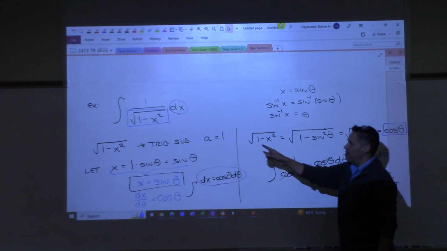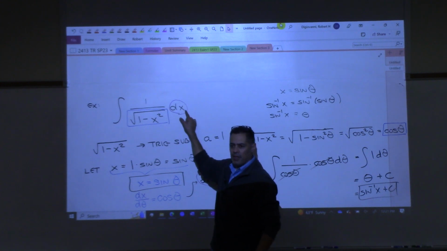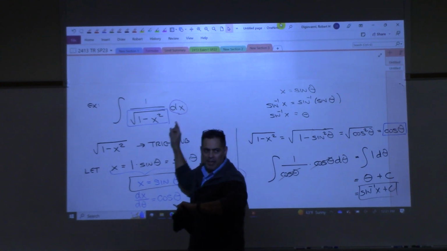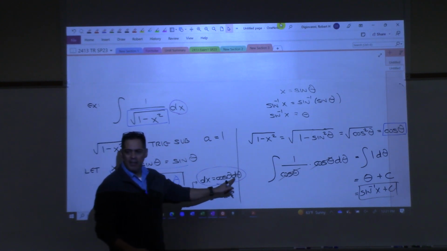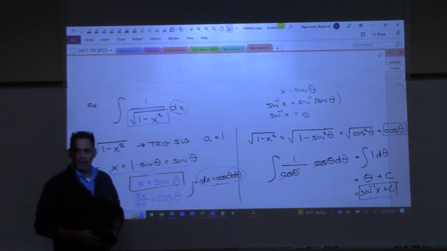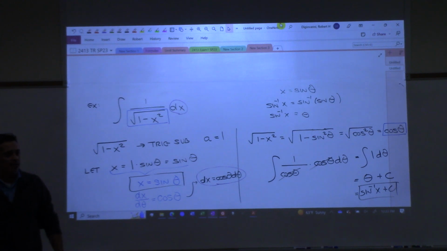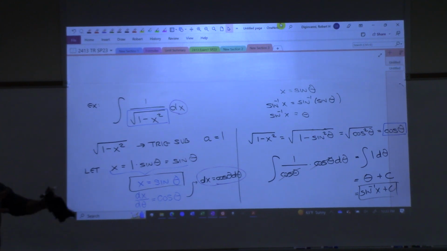How important is that dx in this problem? If you don't have that dx getting replaced with that cosine theta d theta, then that cosine never cancels, and it's not going to work. So this is our first problem, our first introduction to this. I'm going to do a new one.